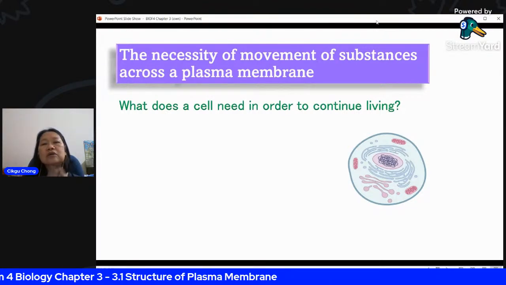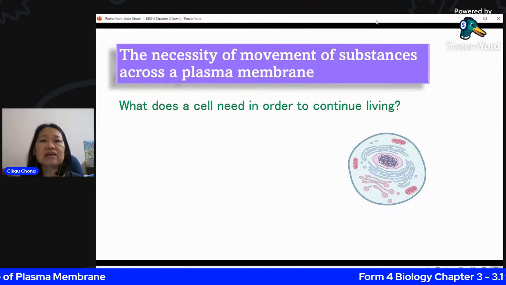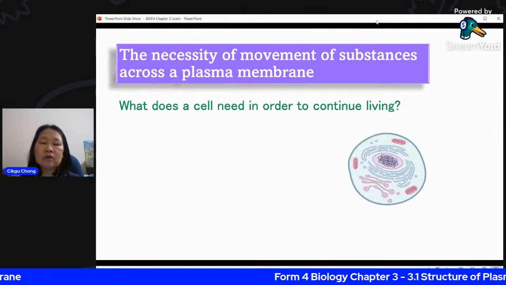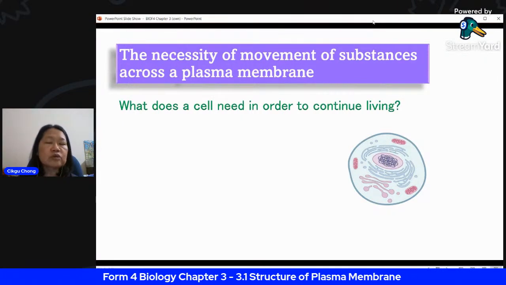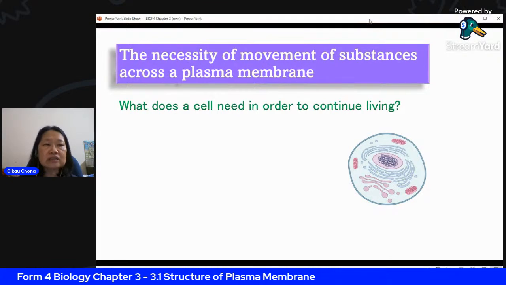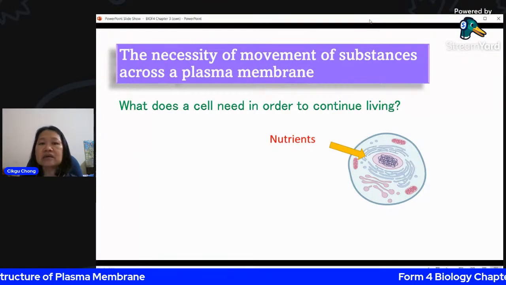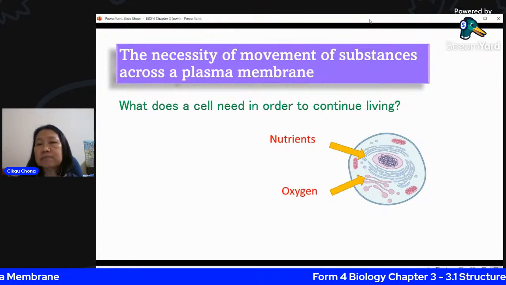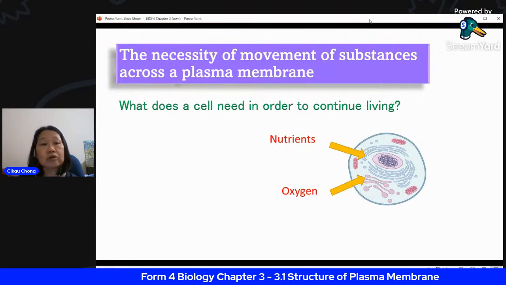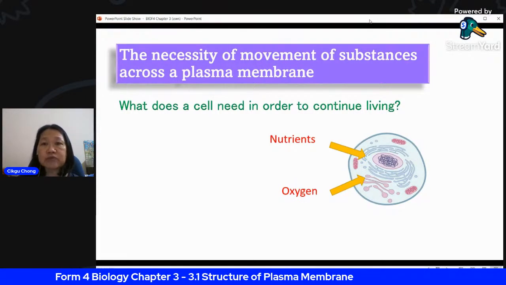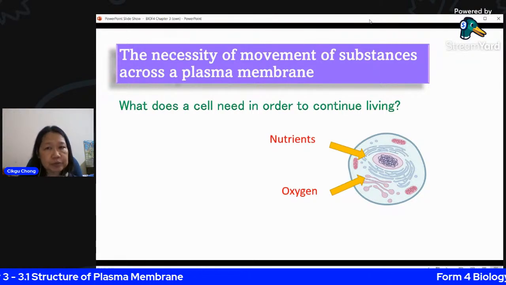As you know, we humans need to eat, we have to have nutrition. We also need to get oxygen. So these are two of the basic things that we need to supply to the cell: nutrients and also oxygen, so that the cell will be able to carry out an important process called respiration, or cellular respiration, or internal respiration.